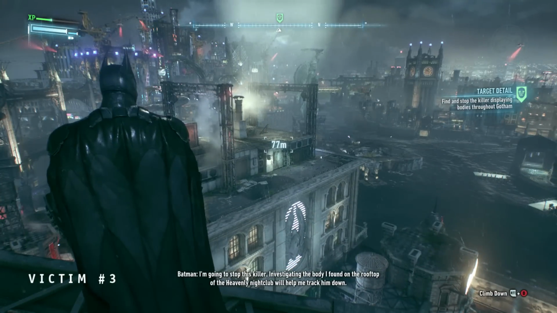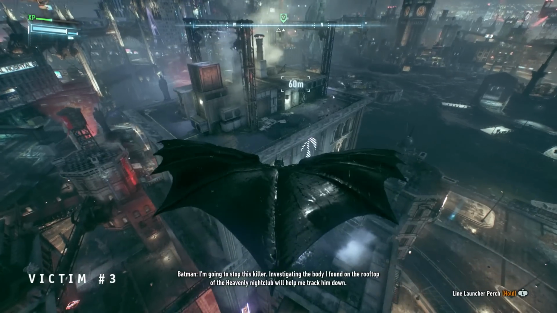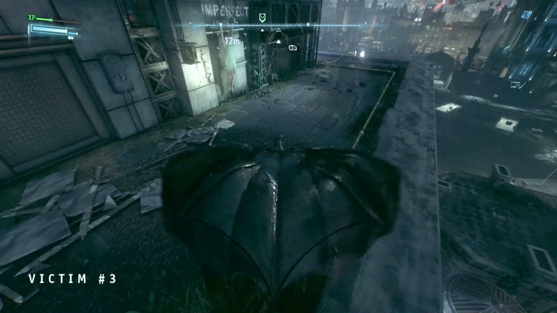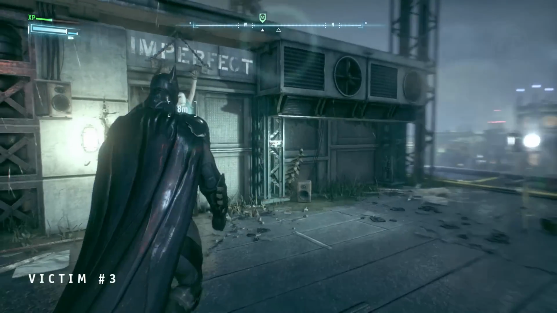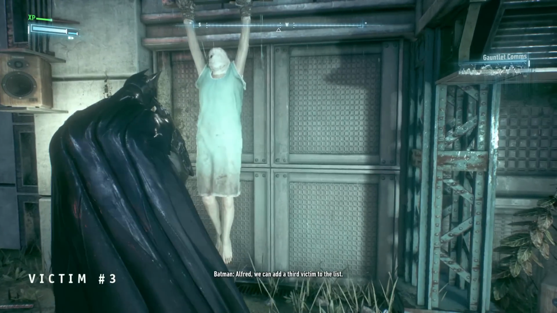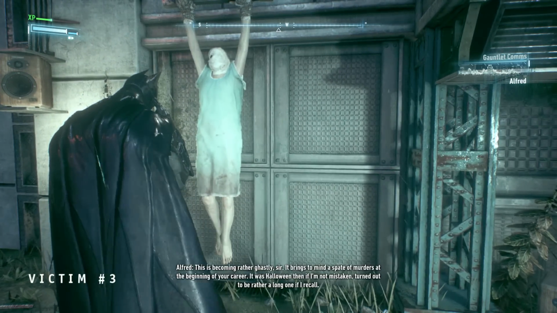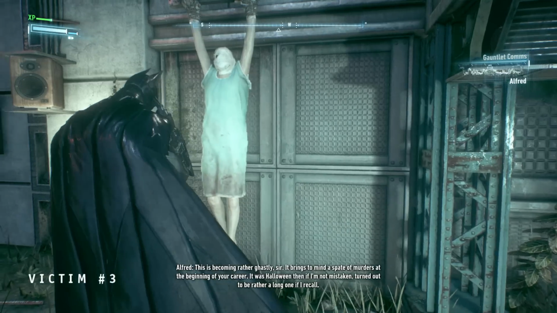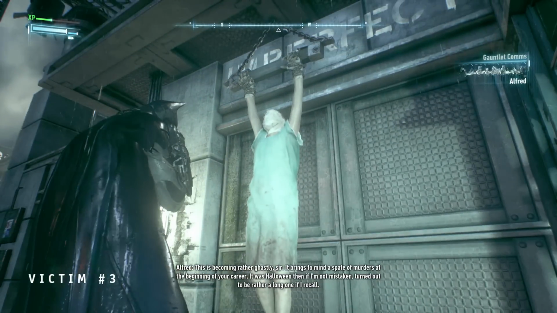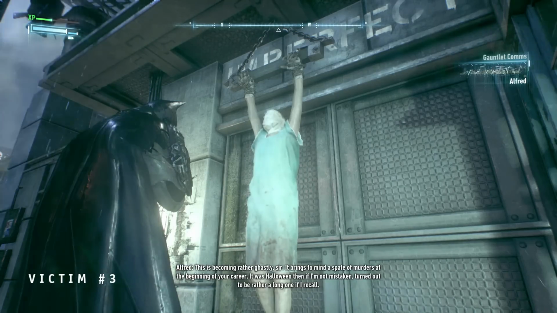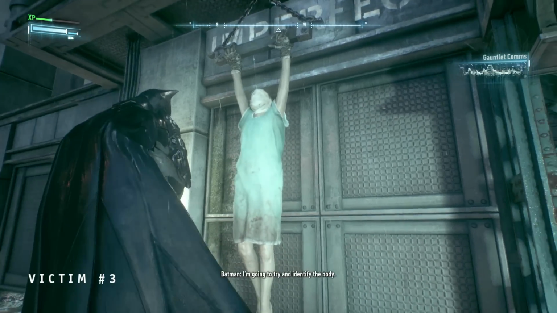I'm going to stop this killer. Investigating the body I found on the rooftop of the Heavenly nightclub will help me track him down. Alfred, we can add a third victim to the list. This is becoming rather ghastly, sir. It brings to mind a spate of murders at the beginning of your career. It was Halloween then, if I'm not mistaken. Turned out to be rather a long one, if I recall. I'm going to try and identify the body.